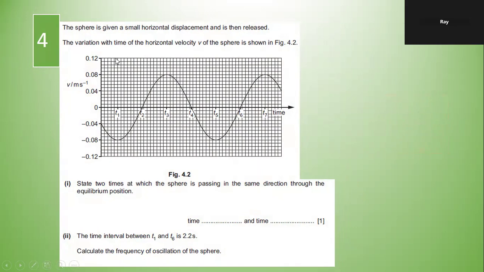The sphere is given a small horizontal displacement and is then released. The variation with time of the horizontal velocity v of the sphere is shown in figure 4.2. State 2 times at which the sphere is passing the same direction through the equilibrium position.